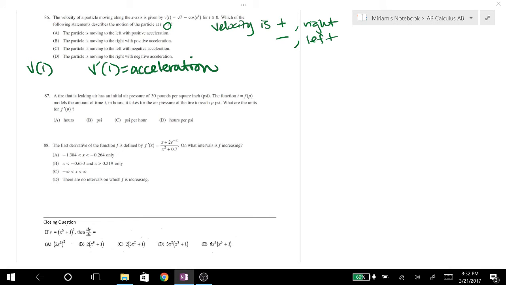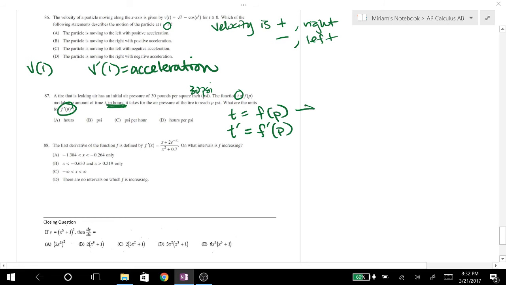Okay, so a tire is leaking air. It has an initial pressure of 30 pounds per square inch, which is PSI, so 30 PSI. The function t is the amount of time in hours, so t is hours. So what's f prime of p? That's just saying if t is f of p, t prime is f prime of p. So this is originally just hours it takes. Now if we get the derivative, that's going to be hours per PSI. It's right here.